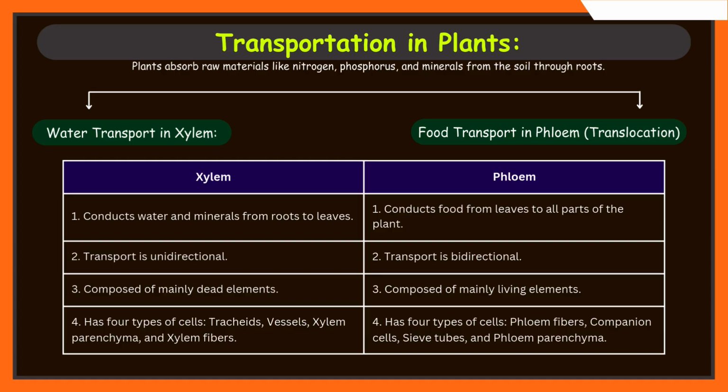This sophisticated transport system enables plants to efficiently allocate resources, supporting growth in different regions, storing reserves for future use, and adapting to seasonal changes. Together with the xylem's water transport function, the phloem ensures the plant's survival by managing the distribution of both nutrients and water throughout its structure.